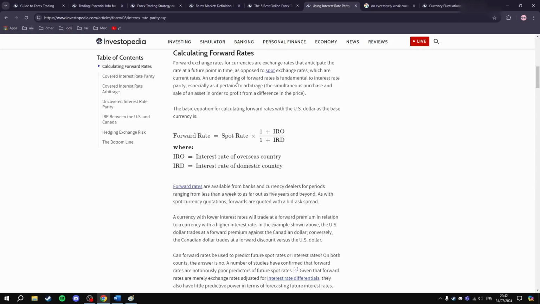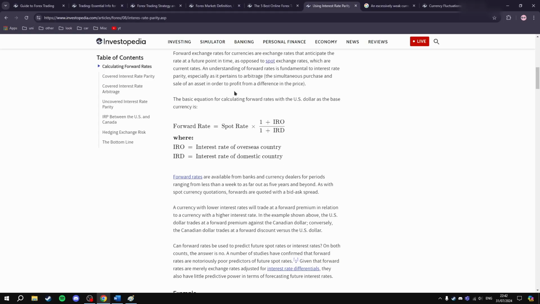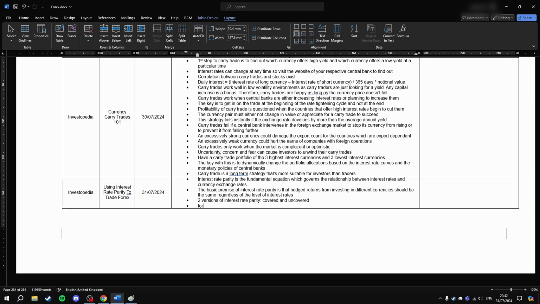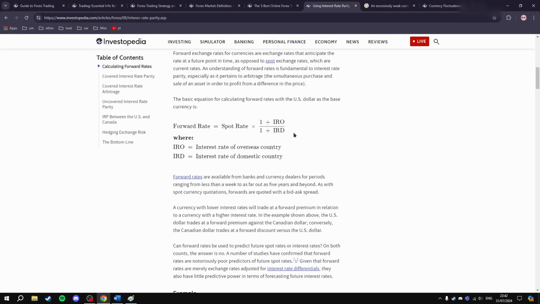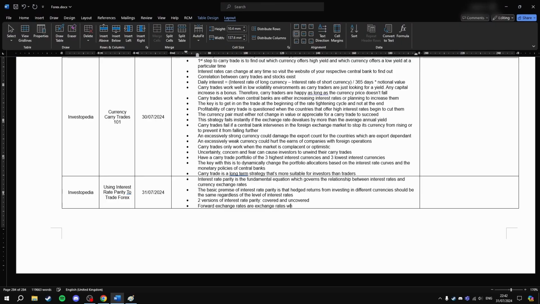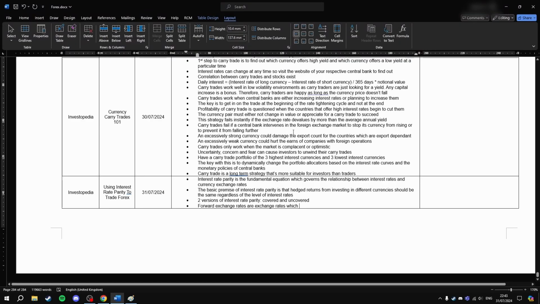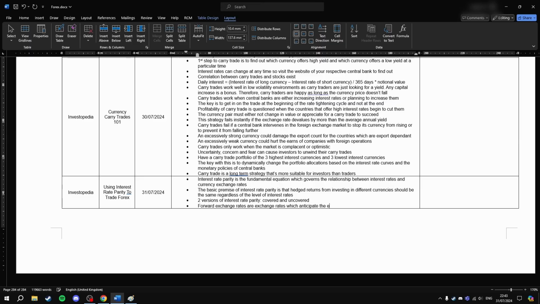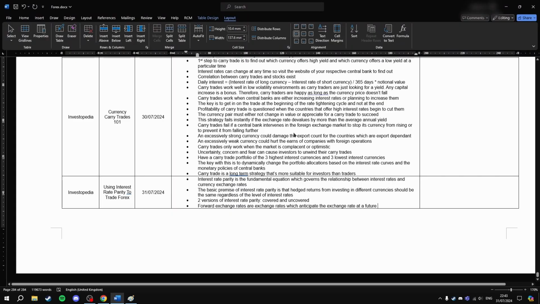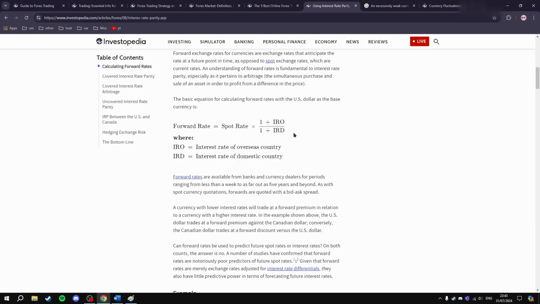Calculating forward rates. Forward exchange rates for currencies are exchange rates that anticipate the rate at a future point in time, as opposed to spot exchange rates, which are current rates.